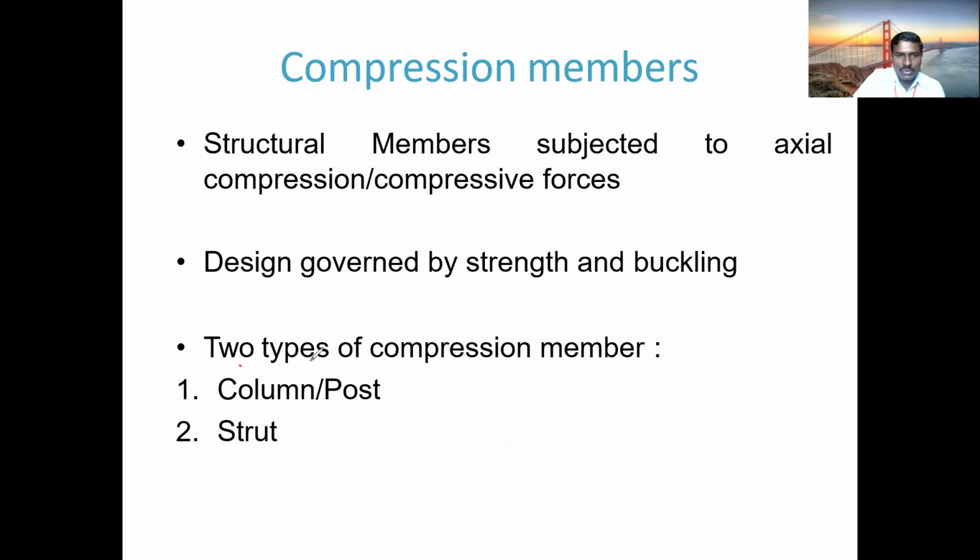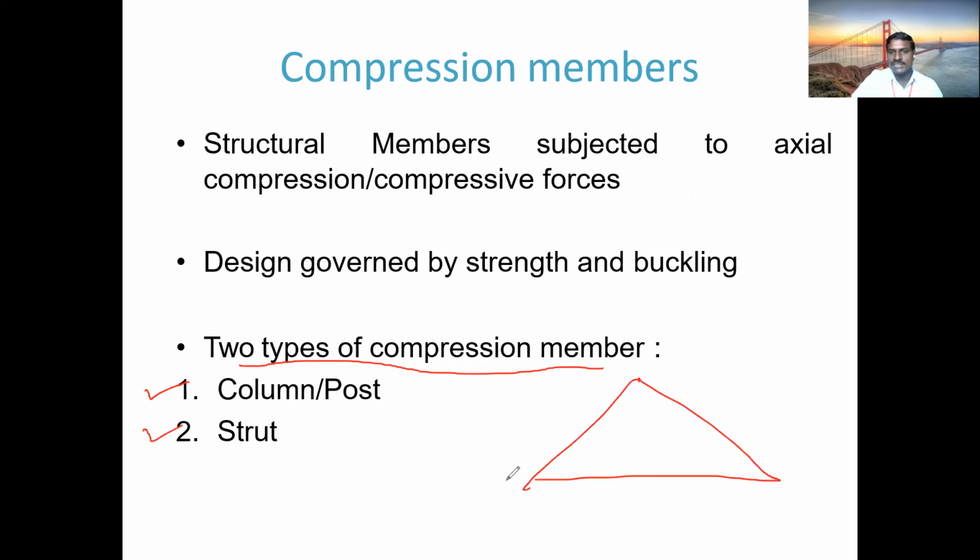Okay, so there are two types of column members or compression members. First is the column, or we can say post, and second is the strut. So whatever members in a truss, those vertical members we call a strut, and they are always in compression. These vertical members. These inclined members are taking tensile load, but these vertical members are the strut members.